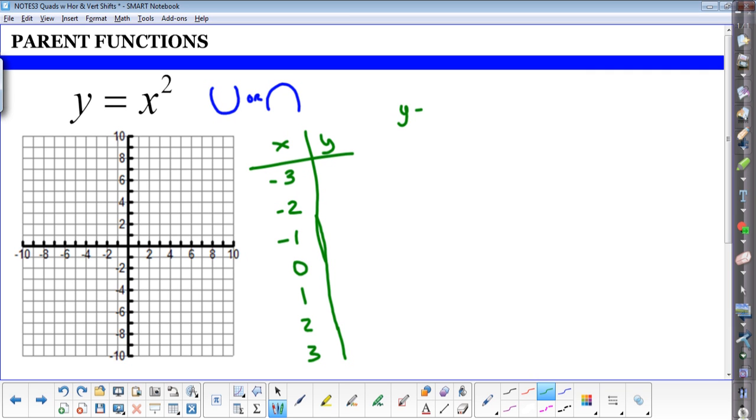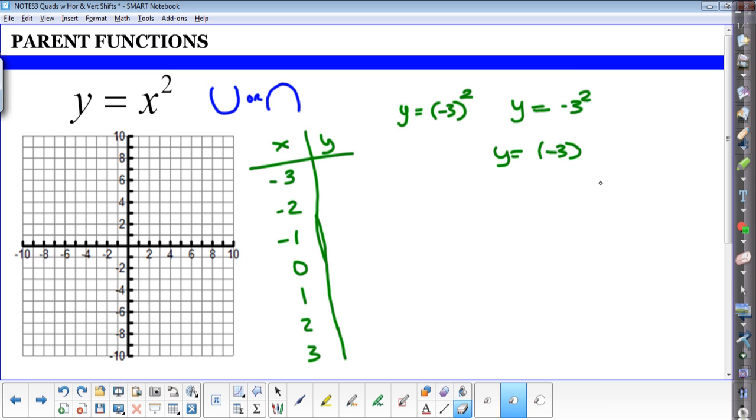So it would be y equals -3 squared. When you type this into your calculator, if you have to, you must use parentheses around the -3. You cannot type it in like this. And you cannot type it in like this. These answers, if you type these in, you will get the wrong answer. So don't do that. Okay? You must type it in like that. And if you do, you get 9.